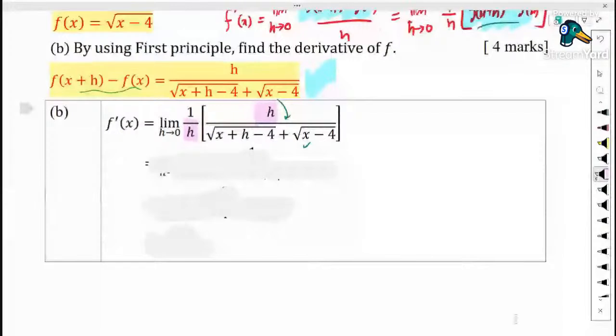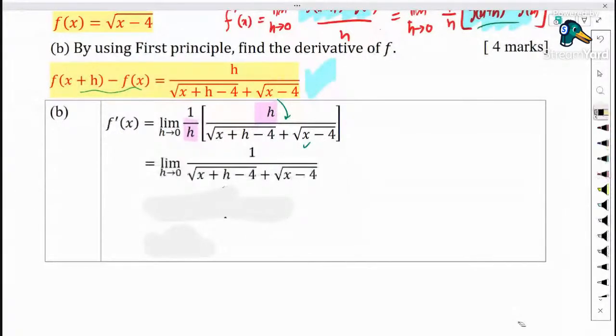You need not show me the cancellation sign, but you just need to show me the result of the cancellation, which is the following. After I cancel h, on top becomes 1. Then at this moment, for all the h terms, it should be safe to do direct substitution of 0. Here there is only one h term, so we do direct substitution.